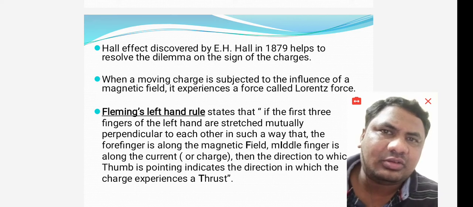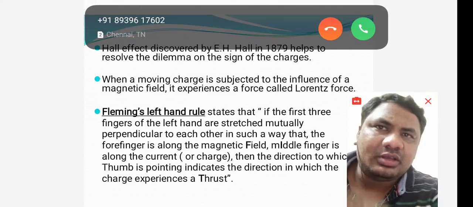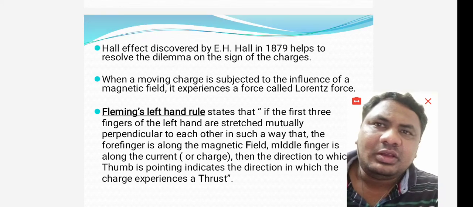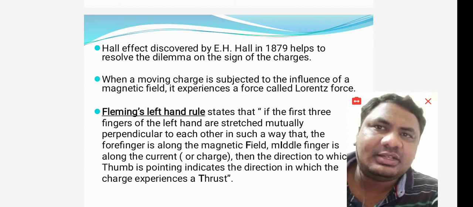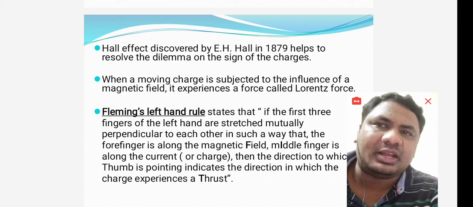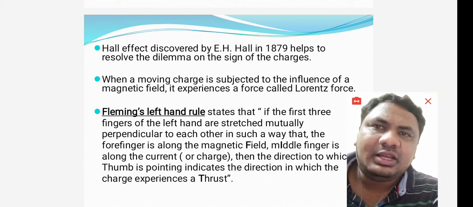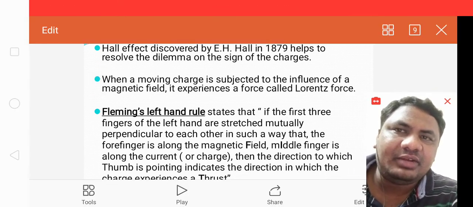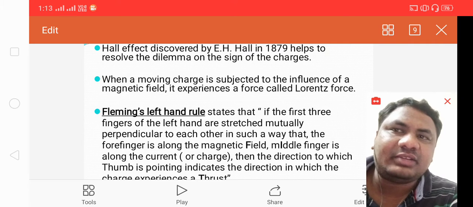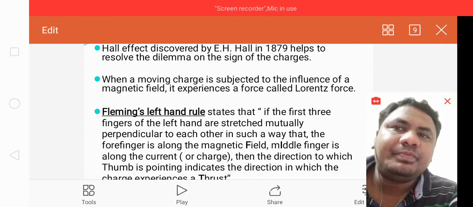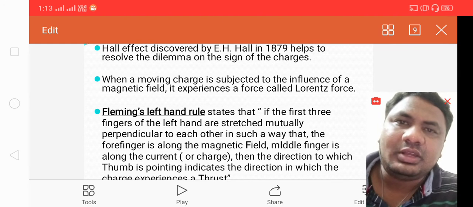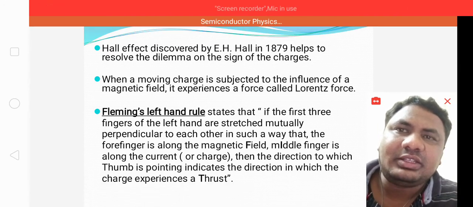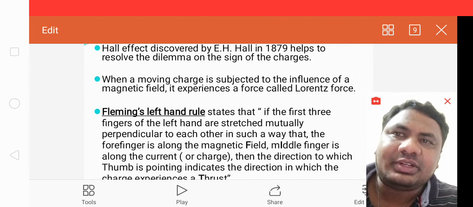On the screen you are seeing Fleming's left hand rule. Earlier I explained it, and the statement of Fleming's left hand rule is that if the first 3 fingers of the left hand are stretched mutually perpendicular to each other in such a way that the fore finger is along the magnetic field, the middle finger is along current, then the direction of the thumb shows the current, sorry, voltage. This is what we have seen in Hall effect.